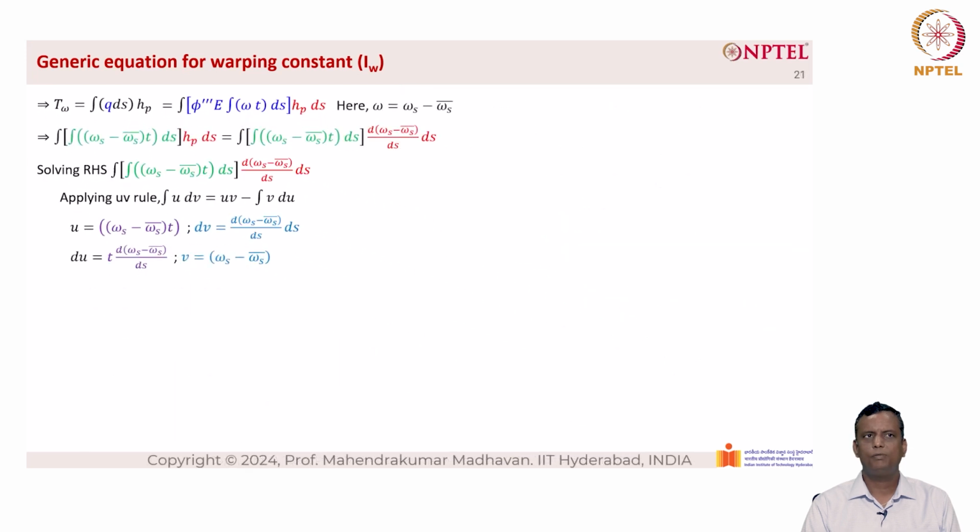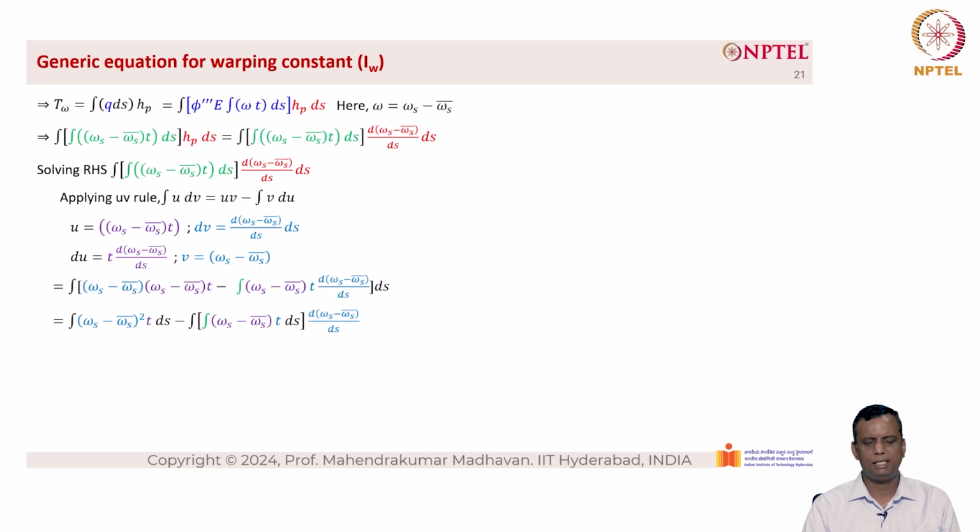So applying the UV rule, we have du equal to t into d by ds of (omega s minus omega s bar) and v equal to omega s minus omega s bar. When we substitute that, we get the following equation here. This can be simplified as integral of (omega s minus omega s bar) the whole square into t into ds, minus integral of (omega s minus omega s bar) into t into ds into d by ds of (omega s minus omega s bar).